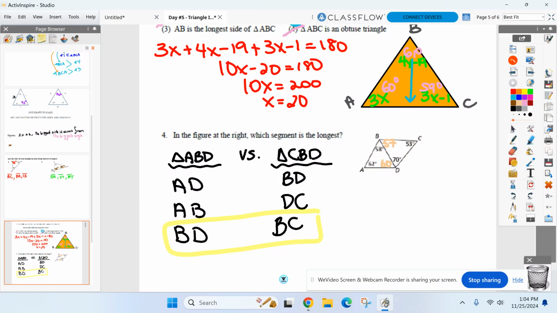Shortest side. Look, there's two more that are bigger than BD. So how can BD be the biggest overall? Make sense? It cannot be BD because in your rankings, you rank DC and BC bigger than it. So the longest side ends up being BC. And I get it. Oh, it was across from 70.